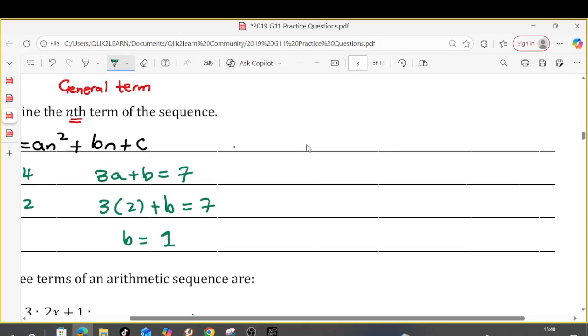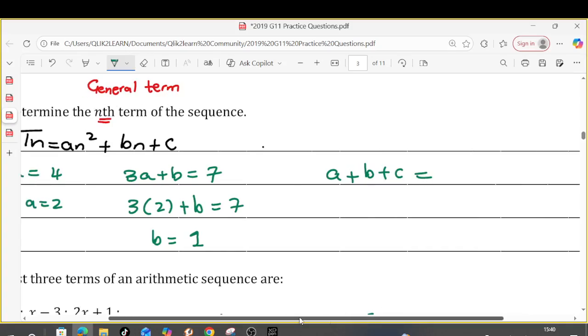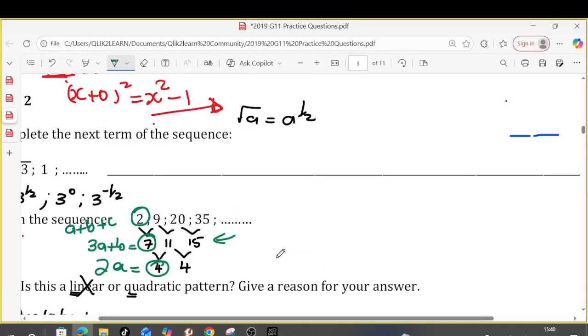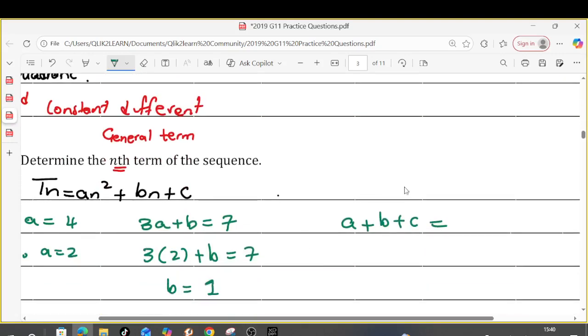Right. Then I have a plus b plus c, which is equal to the first term of the sequence. What was the first term equal to? We go and check. The first term is 2. So we're going to equate this to 2. Where there's a, we put 2, plus where there's b, we put 1, plus c, and this is equal to 2. Now what's next?